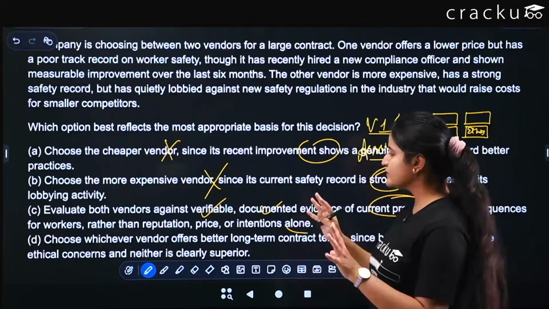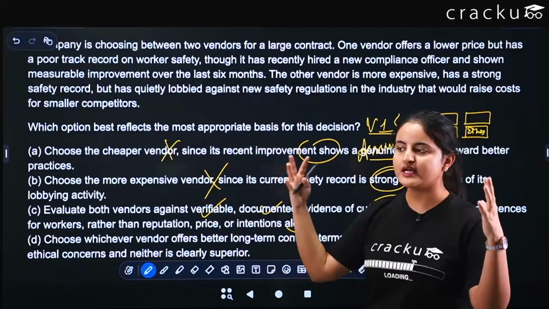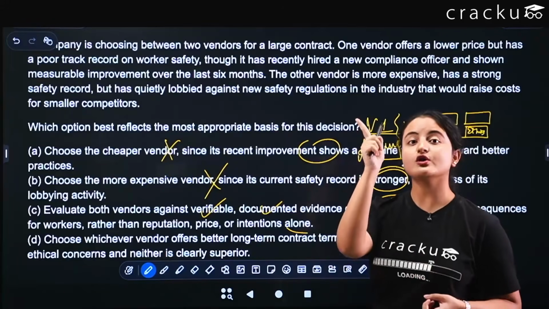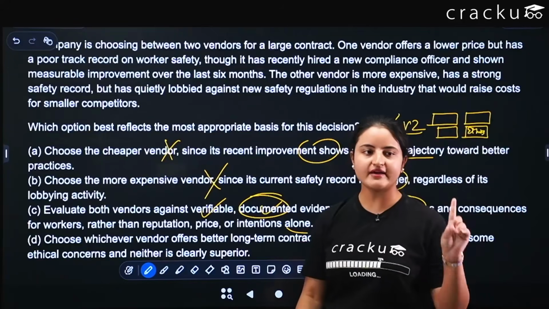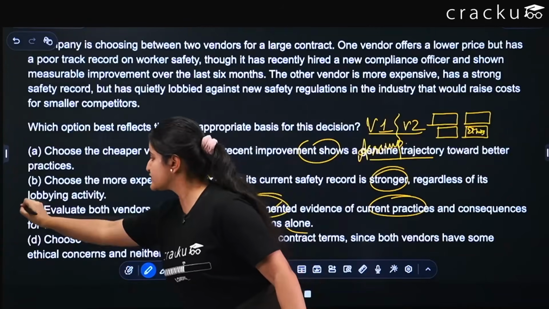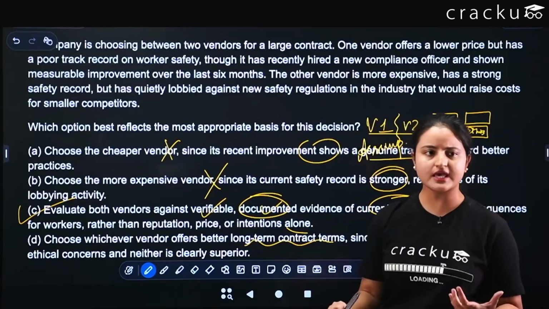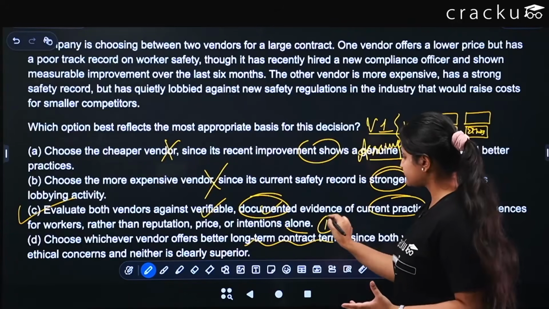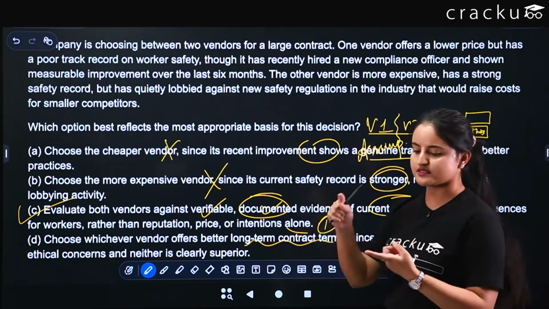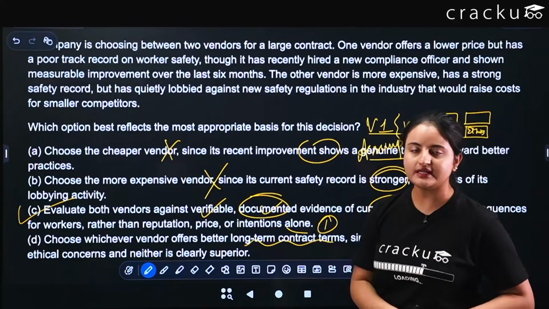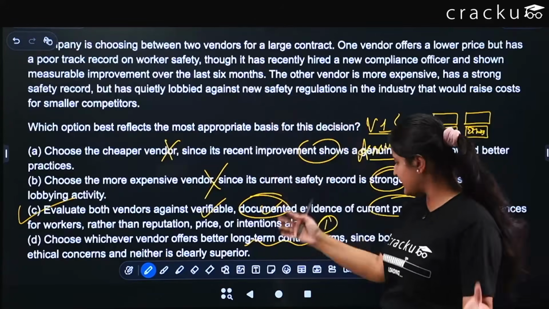And judge them on more parameters and then make a decision. That would be fair. That would also be smart, and you are also having documented evidence for your decision. So this seems very good. Choose whichever has better long-term contract terms. Okay, but here you are only taking into account one factor, right? There were multiple factors: the safety record, the lobbying activity, the consequences. How can you ignore everything? That's not correct at all.